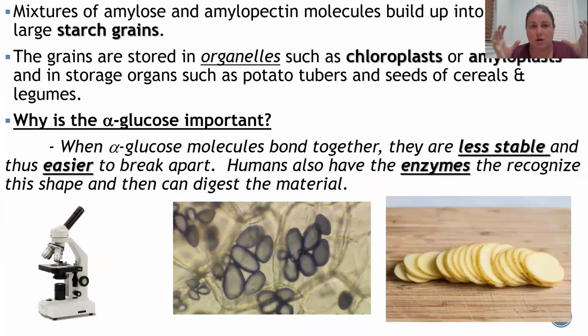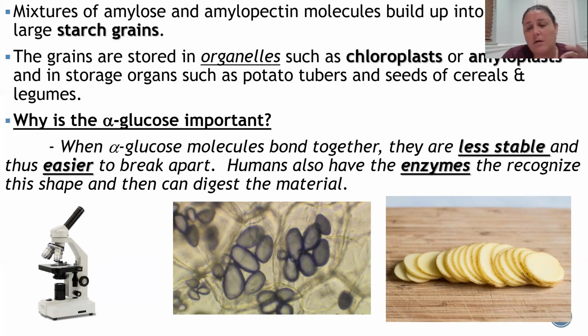Now, this mixture of amylose and amylopectin forms starch, and starch can actually be seen in grains. These starch grains are stored in organelles such as chloroplasts, and there are even these other ones called amyloplasts. And now we can know why it gets its name as an amyloplast, because it's storing starch, which is made out of amylose and amylopectin. So in a potato, which we call a tuber, or in what we call the seeds of cereals, which would come from a plant such as wheat, the starch is stored in grains there.